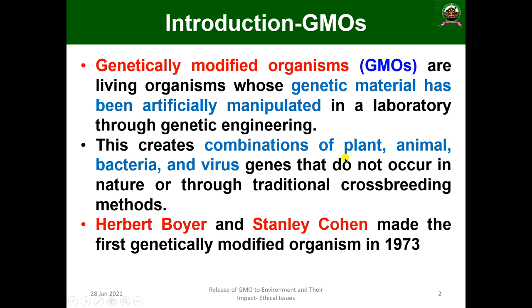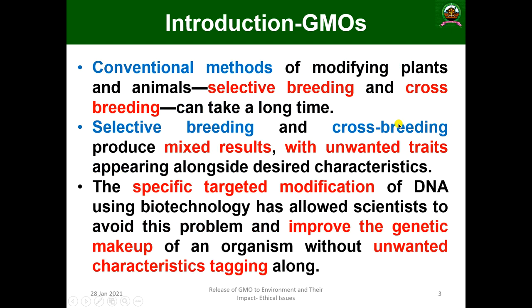And this was first done in the 19th century, one of the historical milestones, by two great scientists, Herbert Boyer and Stanley Cohen. They created the first genetically modified organism in science. And why did they want to do genetic manipulation? This genetic manipulation can be done to avoid so many adverse effects.